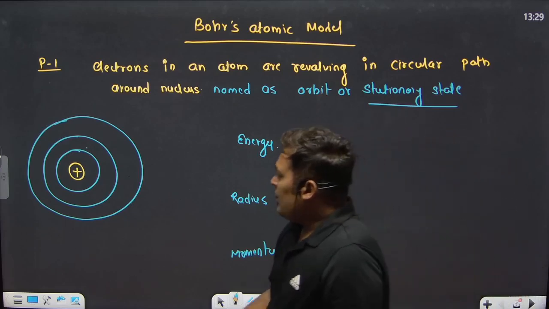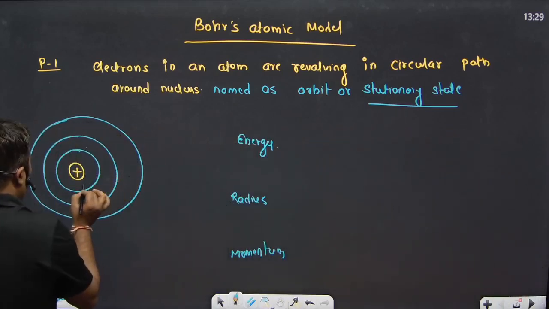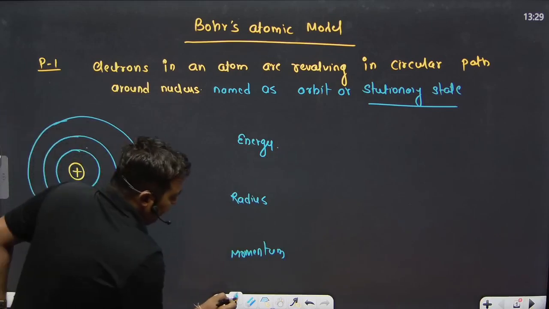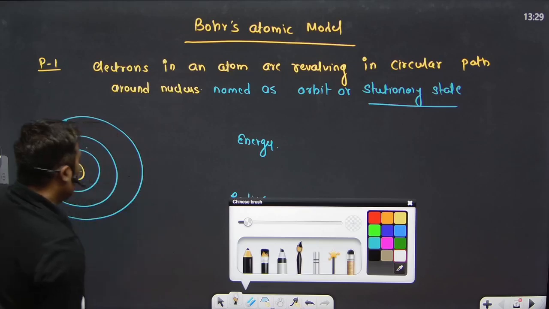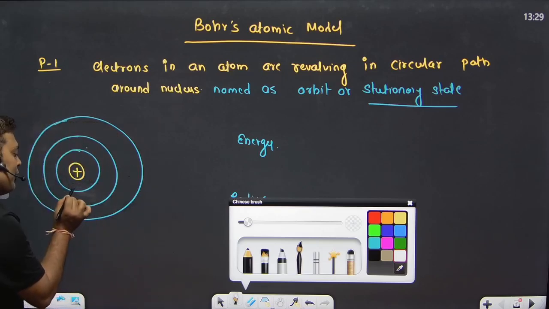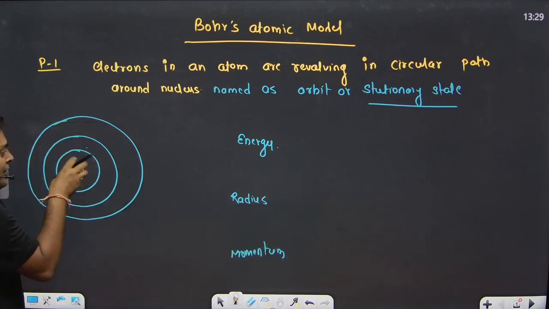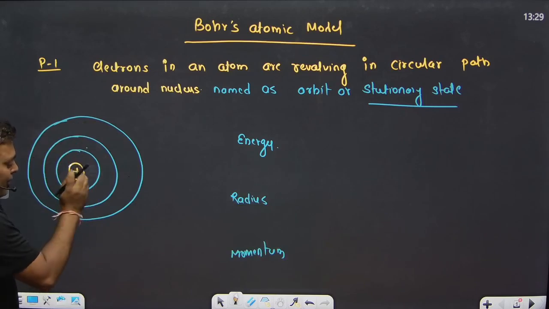Here we are going to have the first orbit. The first orbit is the one which is closest to the nucleus. You can see that this one is the nucleus, and the closest circular path around the nucleus is this one.